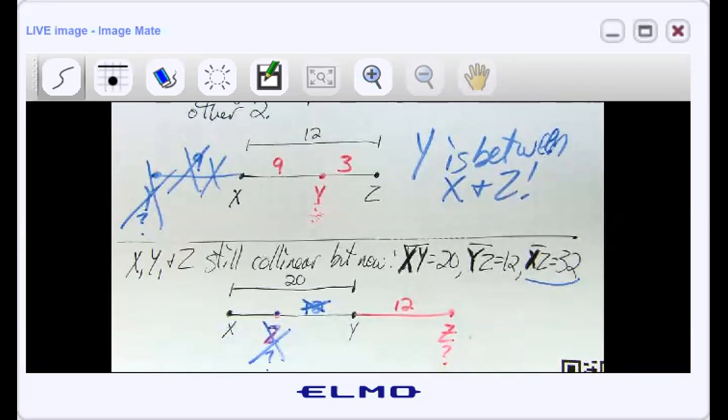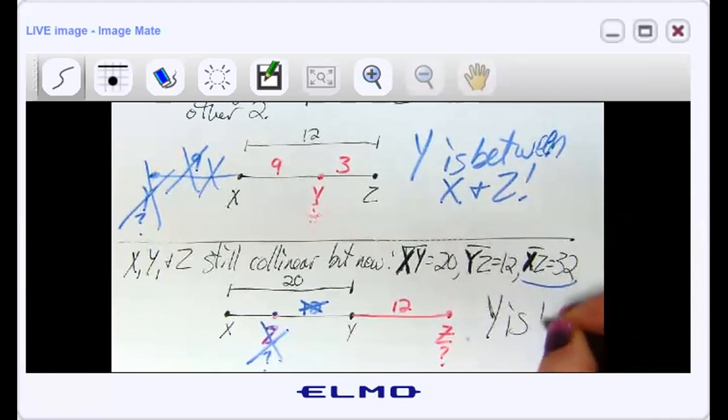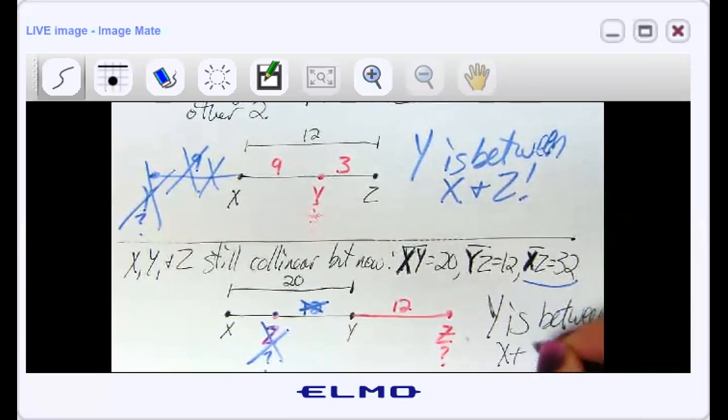So in this case, though, it just so happens to be Y. Y is between X and Z. Okay, I have one more, and then I'm going to share something with you, but I got to flip the page. So hopefully you got what you need.